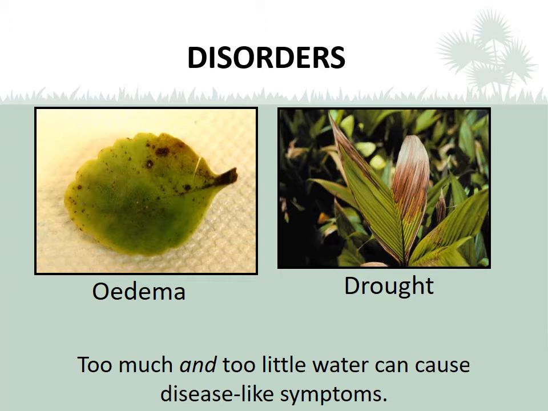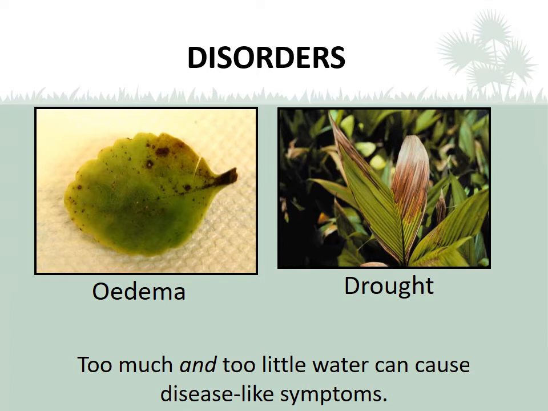Having too much water, just like having not enough water, can cause issues that result in dieback and discoloration around the edges of the leaves themselves. Just having too much water in a given area is going to create a very attractive environment for fungi and insects as well, which will ultimately cause damage to the plant itself. So too much and too little water can cause disease-like symptoms.